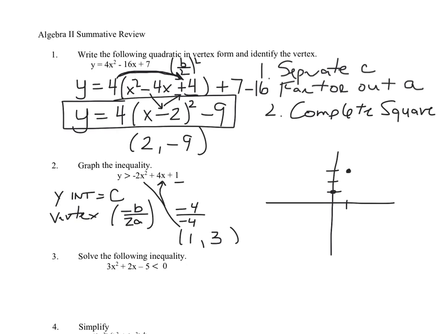Then, using the a value, we're going to go over 1 and up or down the a value, over 1, up or down 3 times a, and then 5 times a. In this case, the a value is a negative 2, so we're going to go down 2, down 6, down 10. So you can see over 1, down 2, then I would go over 1 and down 6 from here. Same thing on the other side.